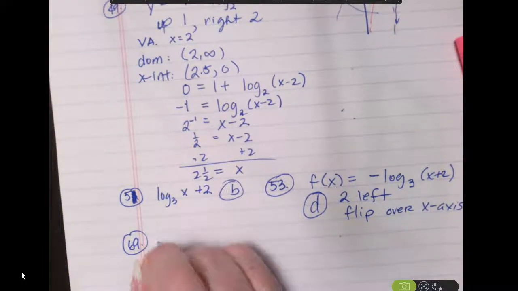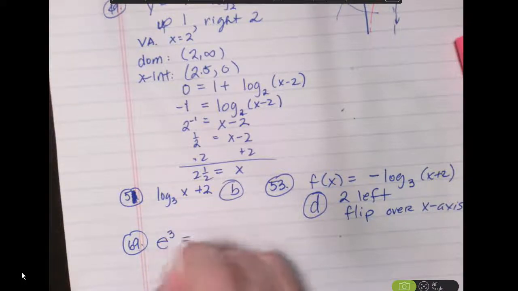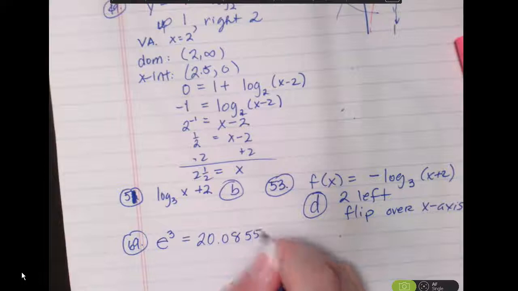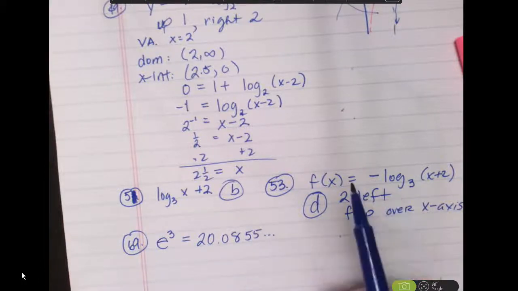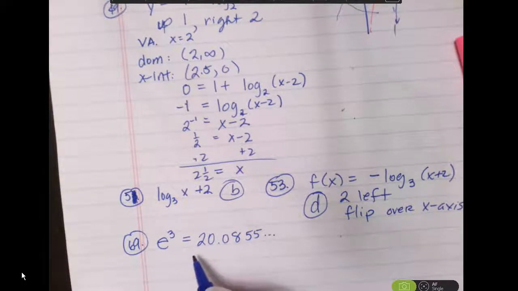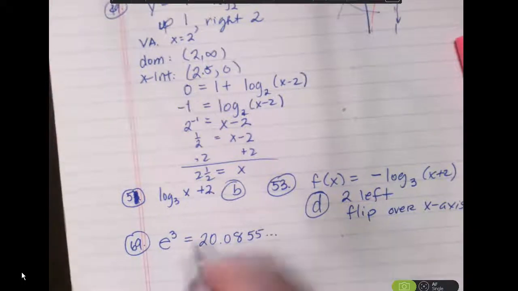So 69, we're given e to the third equals 20.0855 repeating. So rewriting a natural log into logarithmic form would be like, okay.